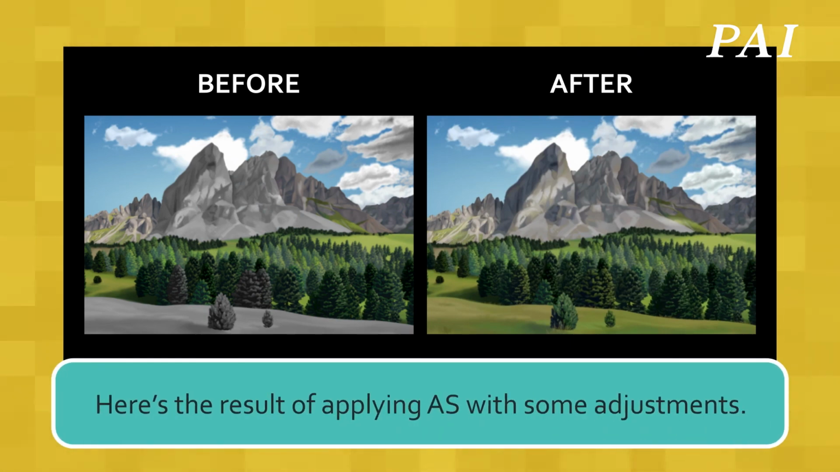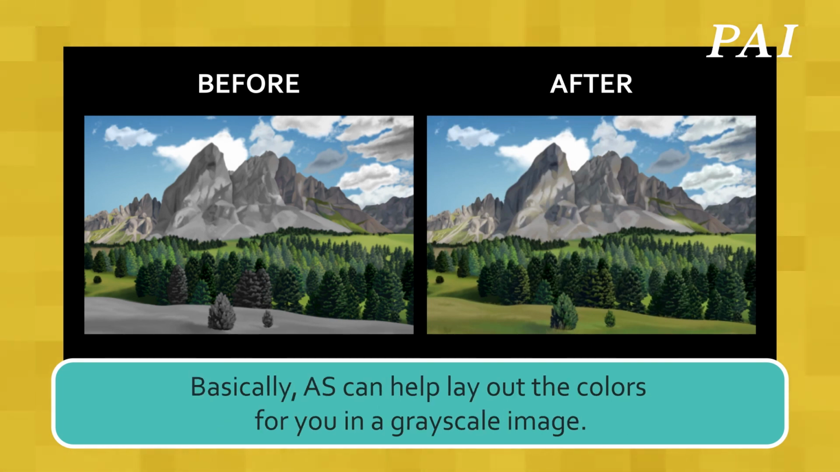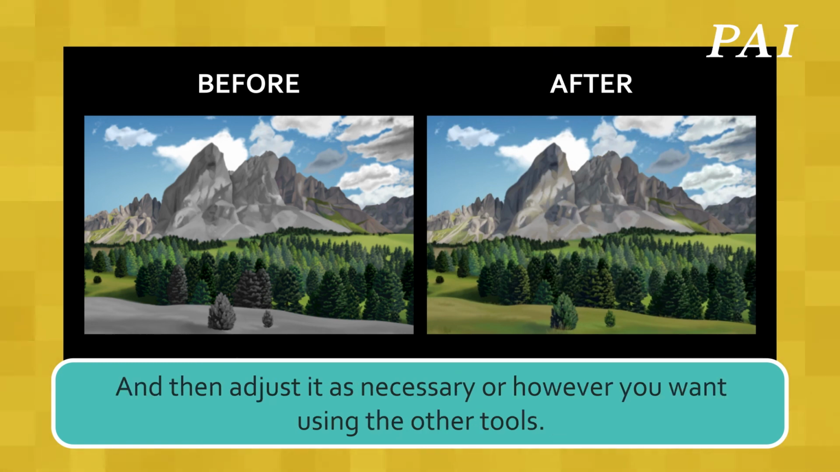Here's the result of applying AS with some adjustments. Basically, AS can help lay out the colors for you in a grayscale image, and then adjust it as necessary or however you want using the other tools.